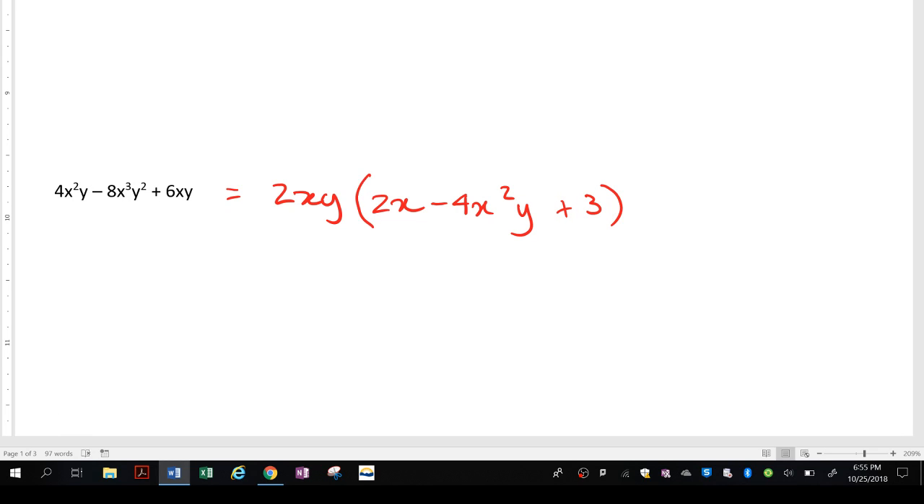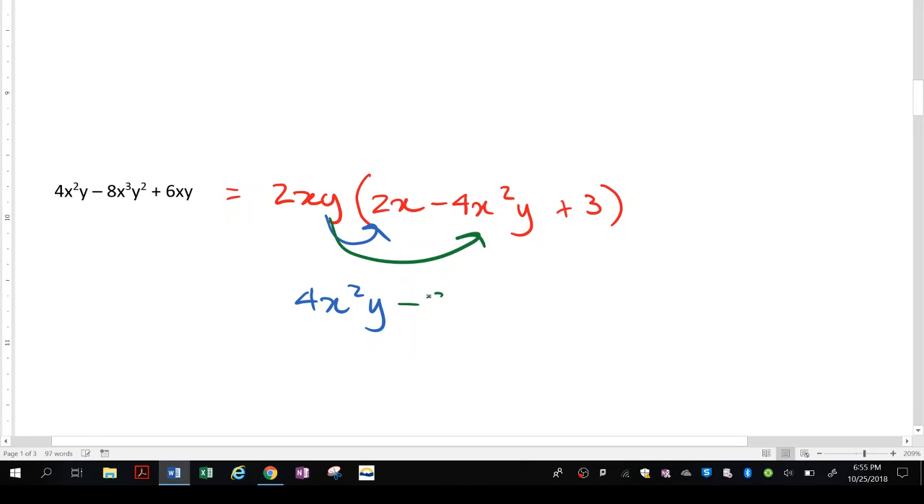And again, we can distribute that back in to make sure that we got the correct answer. And this becomes 4x squared y minus 8x cubed y squared plus 6xy. And that is indeed the polynomial that we started with.